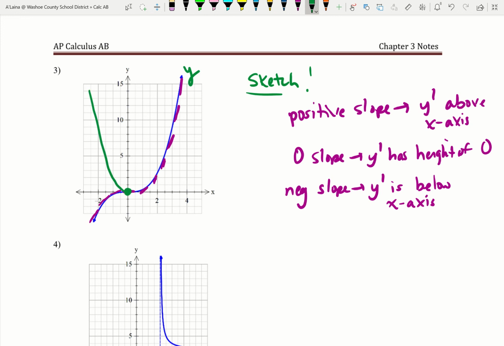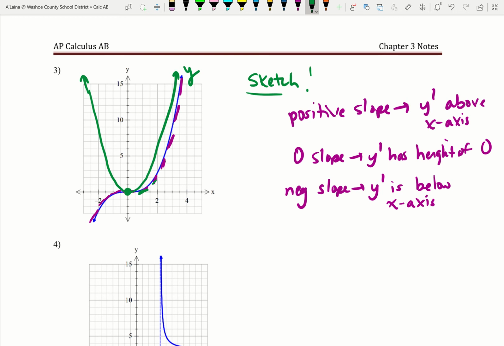And over here, I'm starting off with slopes that are positive but still kind of small, and then the slopes get increasingly larger in a positive direction as I go. So the height needs to be increasingly more positive.